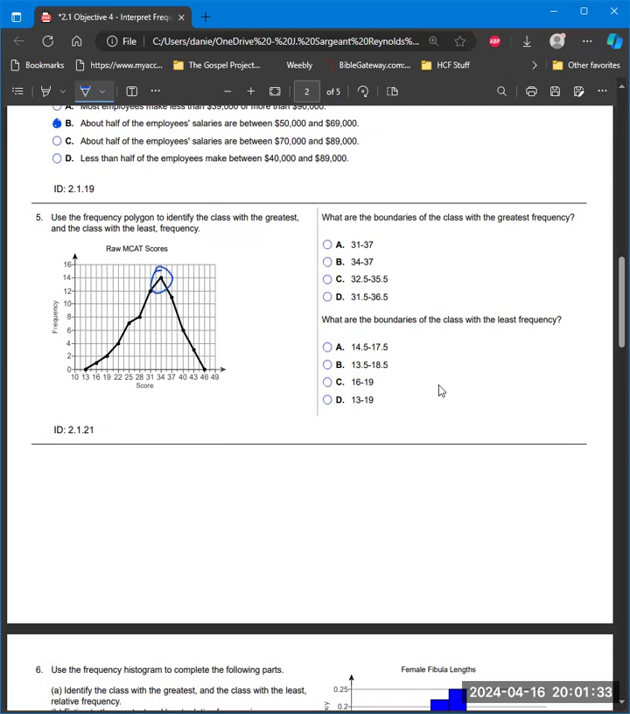So the greatest frequency happens here, and that's centered around 34. Our class width is going to be 3. So half of 3 is 1.5. So our greatest frequency happens with an upper bound of 35.5 and a lower bound of 32.5. Our least frequency happens right here, centered at 16. And that's going to be 16 plus or minus 1.5. So it's going to have an upper bound of 17.5 and a lower bound of 14.5.